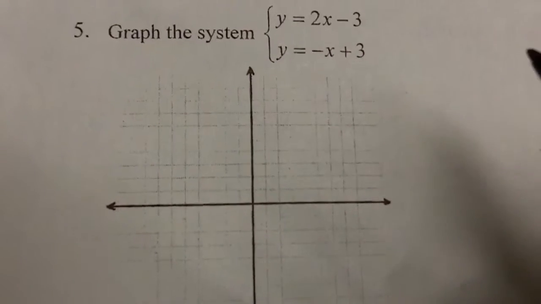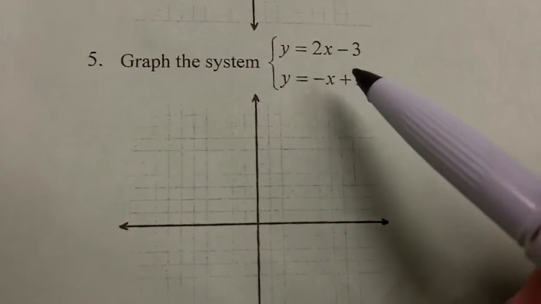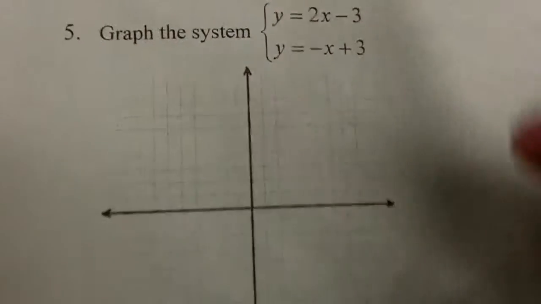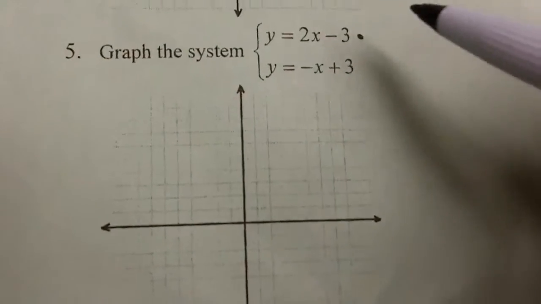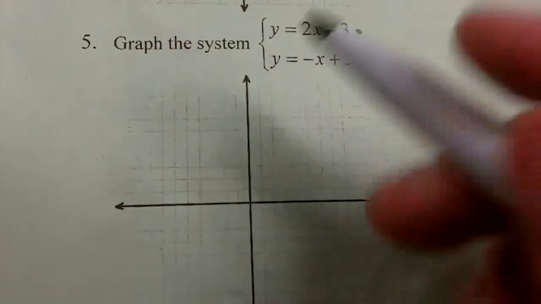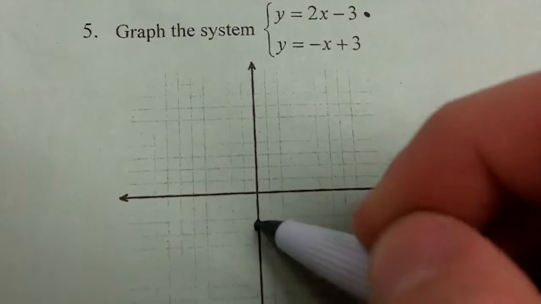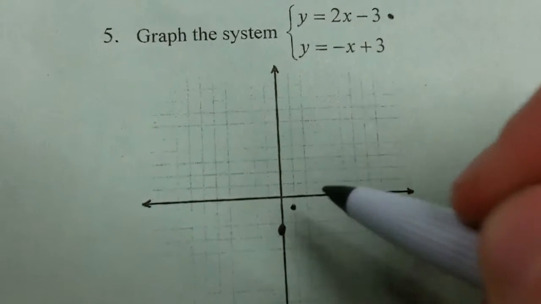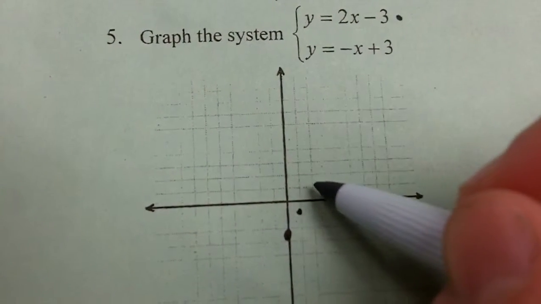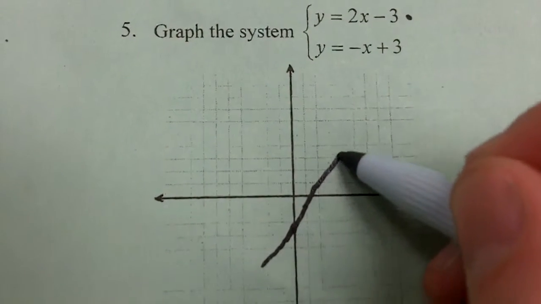Number 5, graph the system. If you're going to graph a system, make sure they're in slope-intercept form, and just figure out the slopes and the y-intercepts and put them on there. This first line, is this in slope-intercept form? Yes, because y is by itself. The y-intercept is negative 3. I go down here to negative 3 and make a mark. Slope is 2 over 1, so I go up 2 over 1. That's all I really have to make this line. I could count more if I wanted to. That would be the next point. And I draw my line.